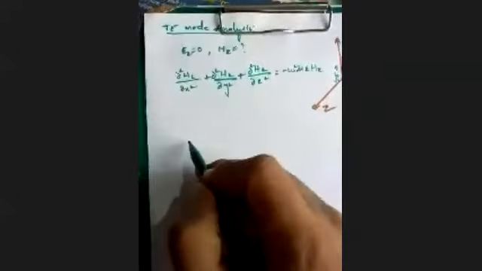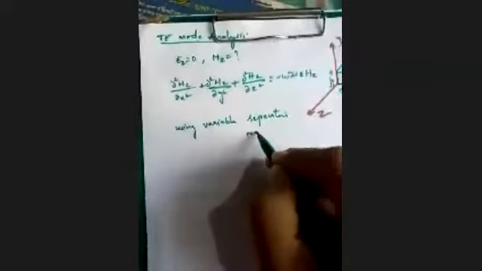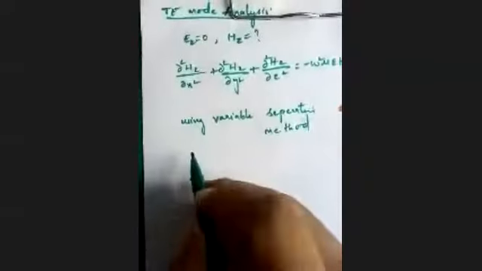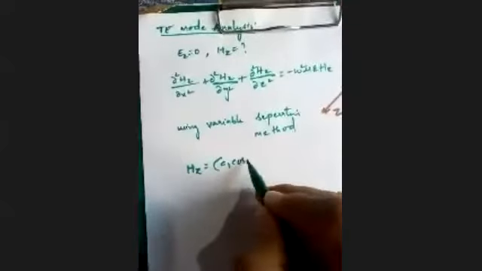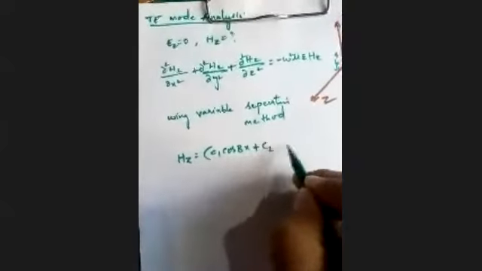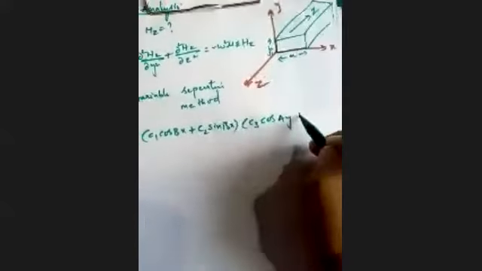So what I'm going to do is, instead of going for this step-by-step analysis to obtain the value of Hz, I'll write it directly that using the variable separation method, I'll have the value of Hz. Directly, I'm writing it in the trigonometric function, which is C1 cos Bx plus C2 sin Bx. Similarly, C3 cos Ay plus C4 sin Ay.